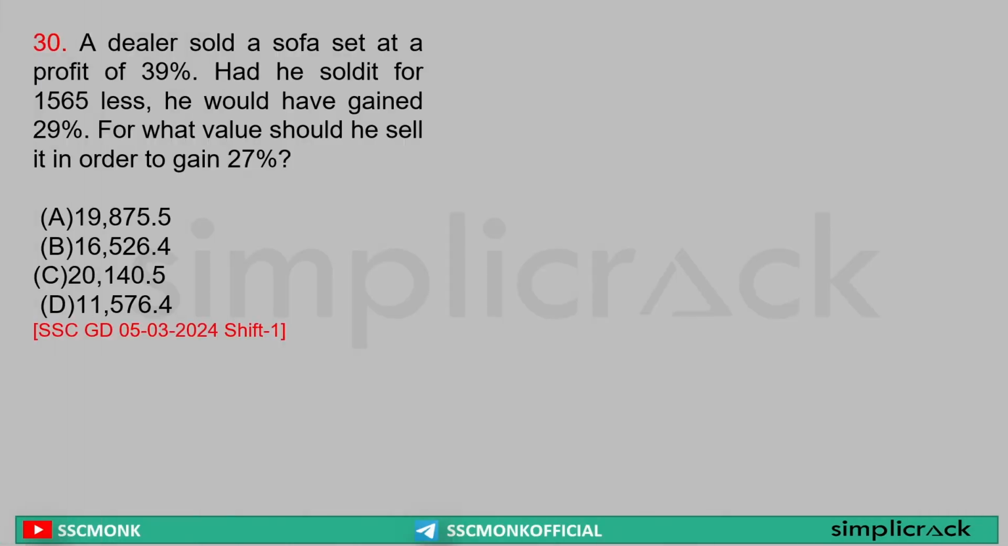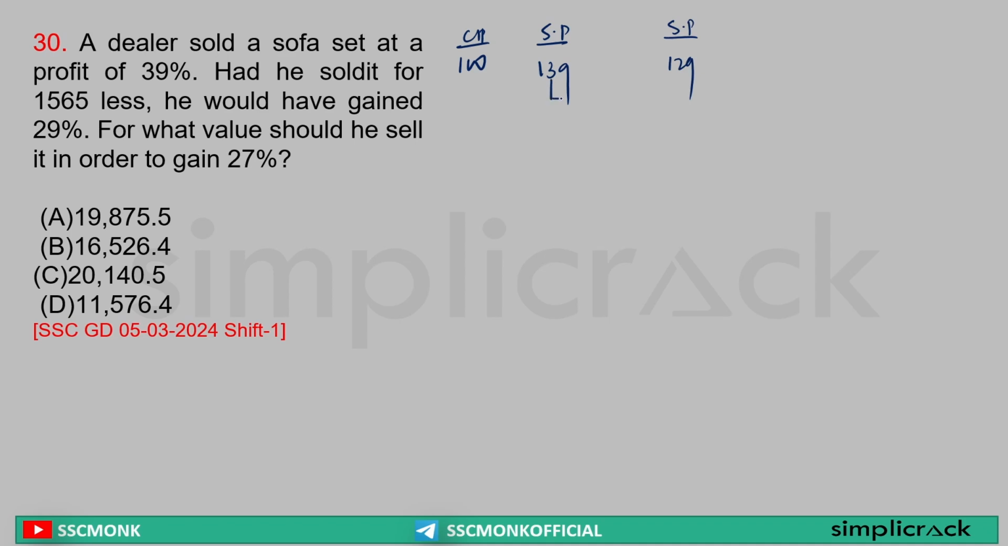Next. A dealer sold a sofa set at a profit of 39%. Had he sold it for 1565 less, he would have gained 29%. For what value should he sell in order to gain 27%? Now, sir, very basic thing. Someone is selling at 39%. That means, let's say the cost price was 100. So he sold at 139. Now his selling price is 129.